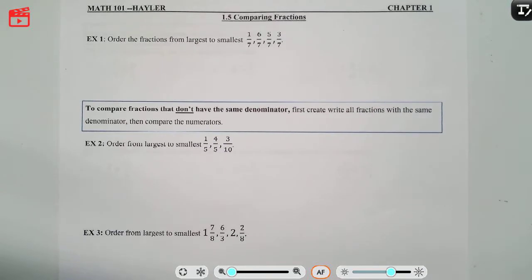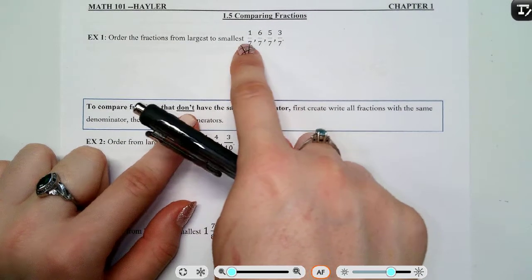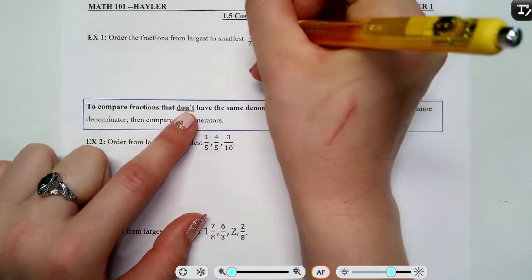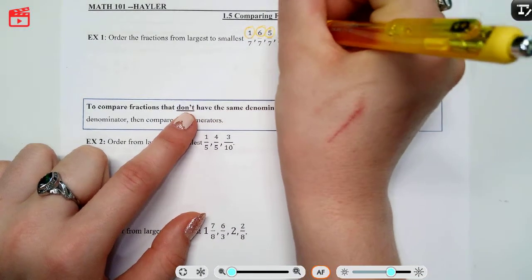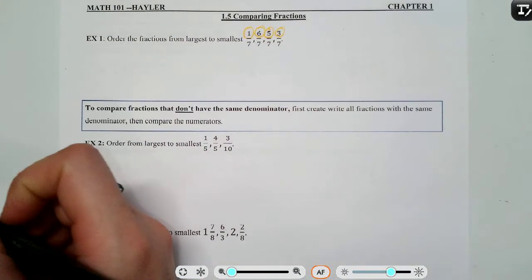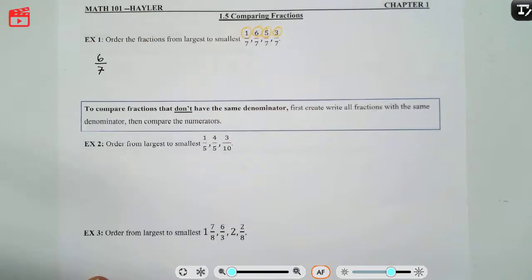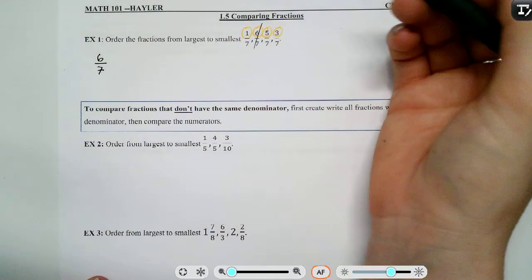Comparing fractions. All right, so our plan. We're going to order the fractions from largest to smallest, which means since the denominators are all the same, we're just going to focus on the numerators and decide which one of these are largest, and then so on and so forth. So the largest numerator is 6. So 6 over 7 comes first. Okay, that one's done. Which one's next?